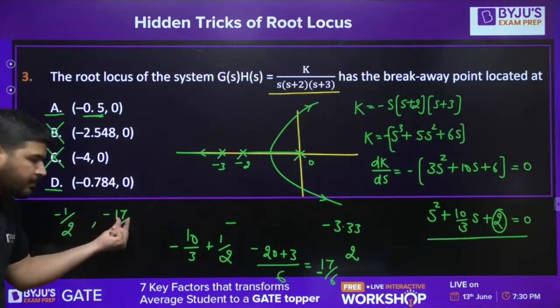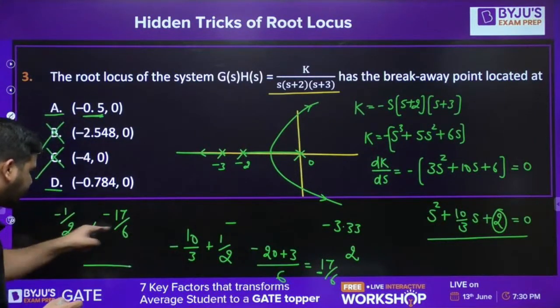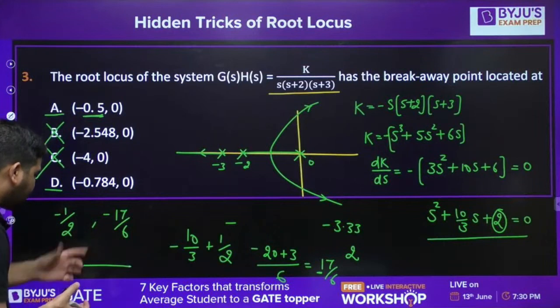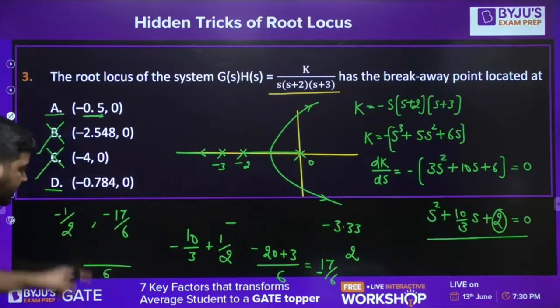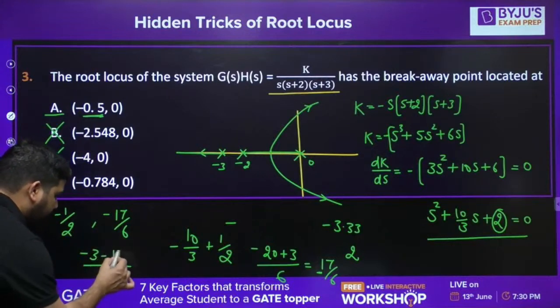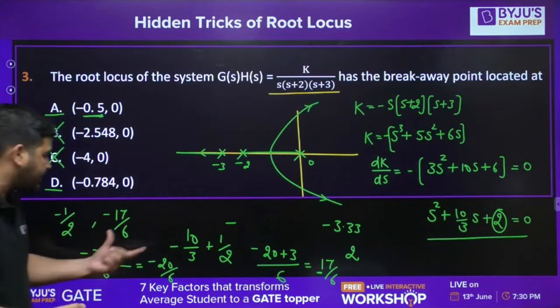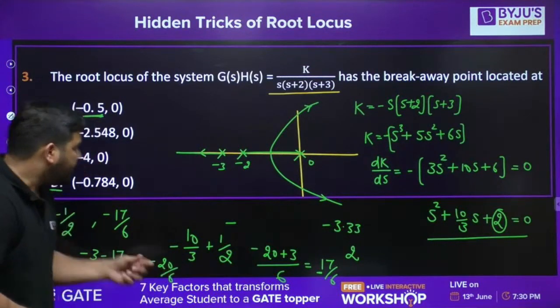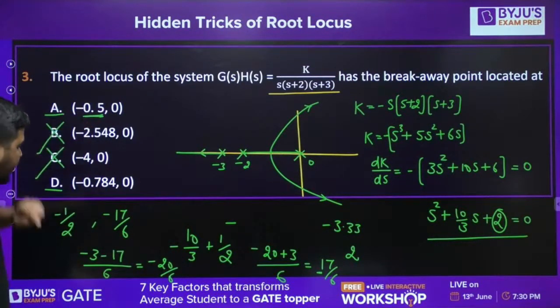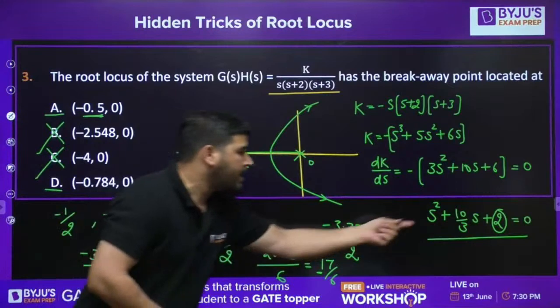And you can see the sum. If I want to take the sum, the sum has to be minus 10 by 3. Please check the sum. So if I calculate the sum, 6 will be the LCM, and here it will be minus 3, here it will be minus 17, so it will be minus 20 by 6, minus 10 by 3. So you are getting the sum as minus 10 by 3. It means if the first root is this, then the second root has to be this, because their sum has to be minus 10 by 3.